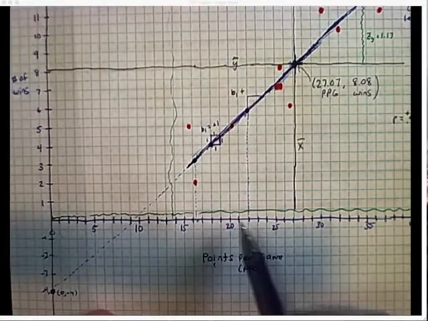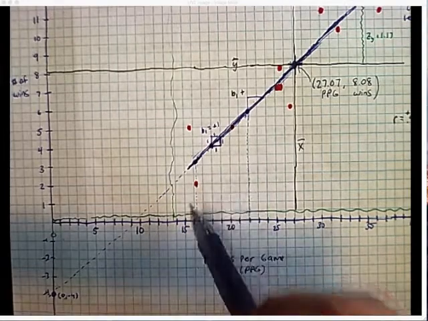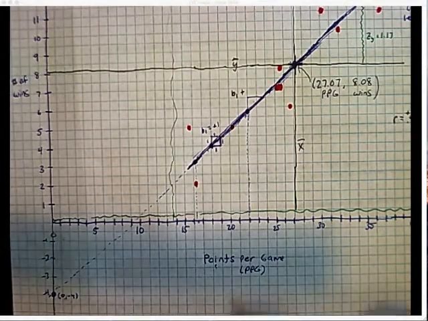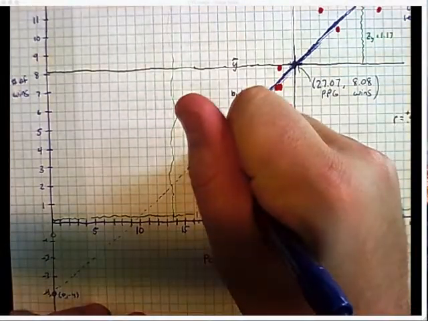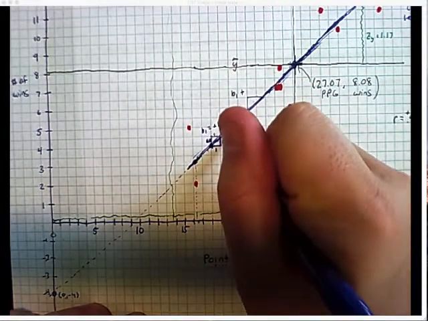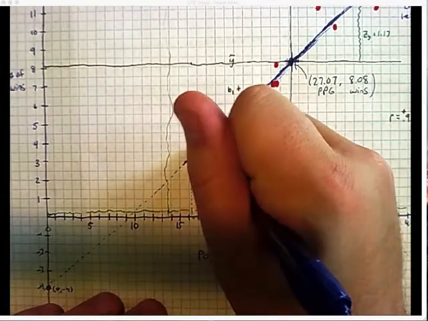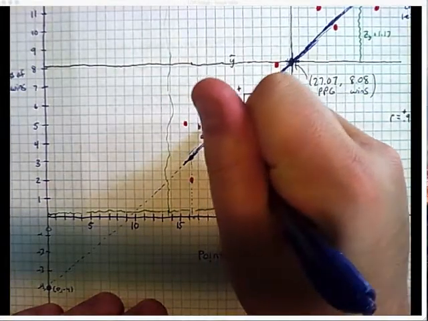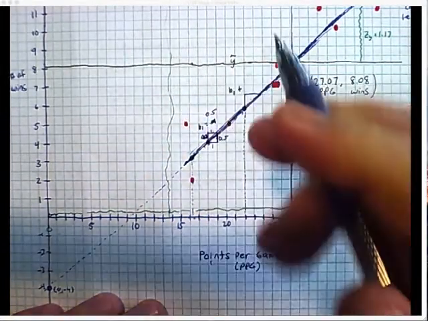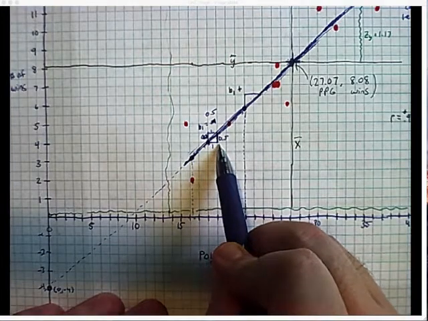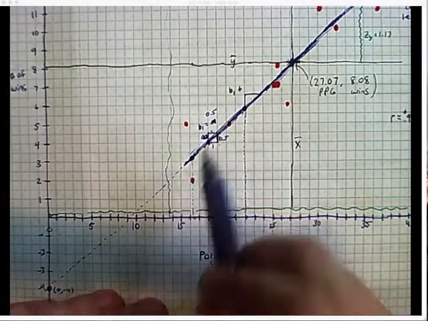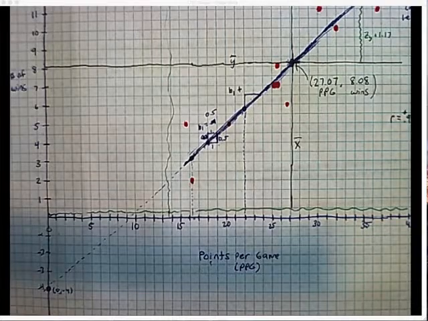So if you went over 2, you would go up a whole number of wins. Okay, so I really should have written this as, this wasn't 1, it was actually 0.5. Okay, so you're rising 0.5, running 1. So the value of the slope would be 0.5. For every 1 more point per game, we predict the team would win 0.5 more games, roughly.